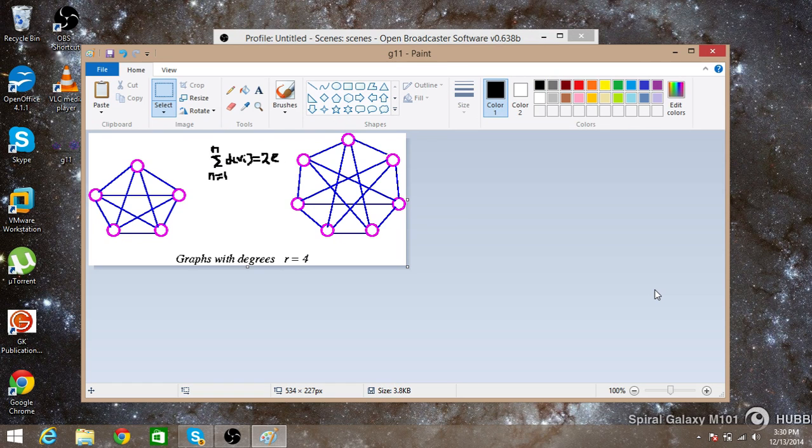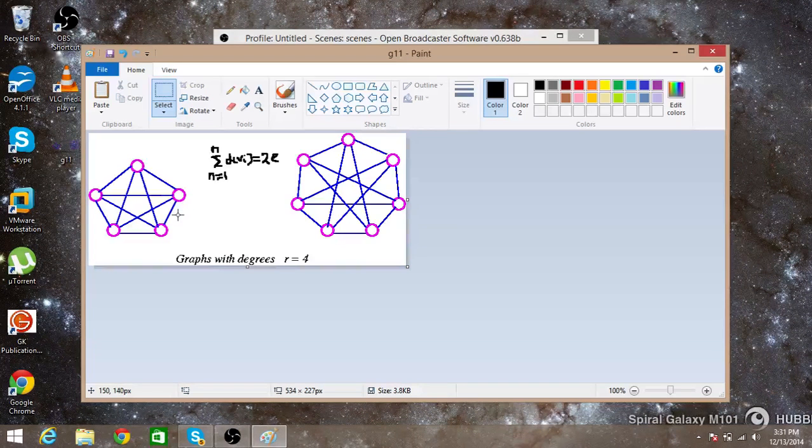Today I'm going to tell you what the handshaking lemma is. Before that, you must know what the degree of a vertex is. The degree of a vertex is the number of edges connected to the vertex. You can see here four edges are connected to this vertex, so the degree of this vertex is 4. Similarly, four edges are connected to this vertex, so it also has a degree of 4.